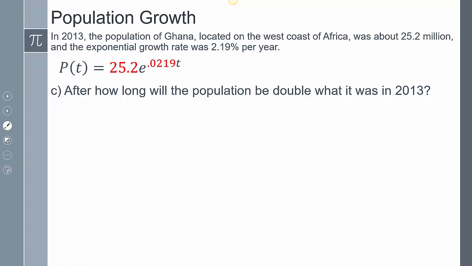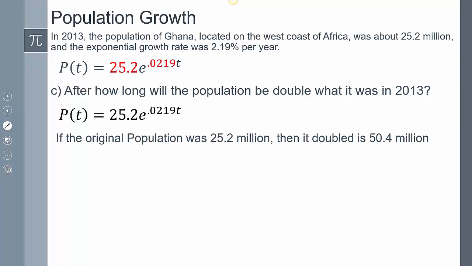Part C, it says after how long will the population be double what it is in 2013? So if I know that my initial population is 25.2 million, that means that it's going to double to 50.4 million. And so I can say that my P of t is going to be 50.4 million. My initial is still 25.2 million, but it's asking what is my t value? What time is it going to be double? So now I'm just going to solve for t.